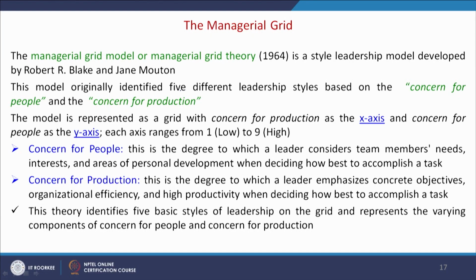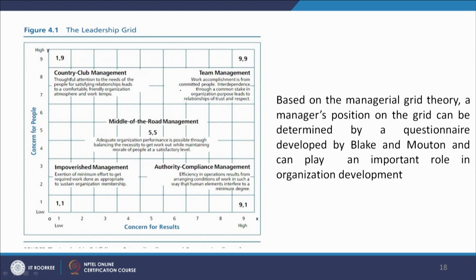So, based on these 2 concerns, for people and for production, this theory identifies 5 basic styles on the grid, which represent the varying components of concern for people and concern for production. That means with all the different combinations and permutations, 5 leadership styles have been identified on the grid. This is the leadership grid developed by Blake and Mouton, and we can see on this diagram that the x axis is concern for results or production, and the y axis is concern for people. As the preference for any concern goes up and down, a particular leadership style can be identified.